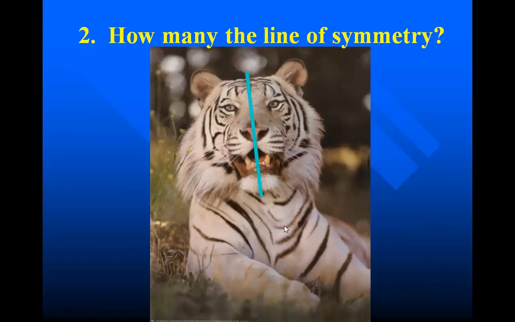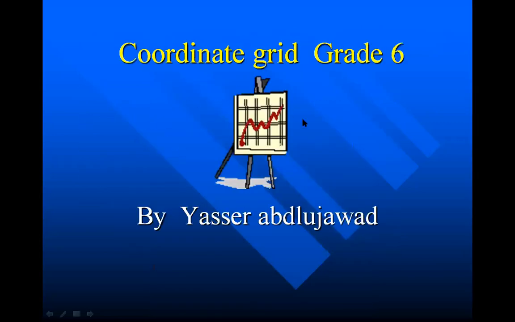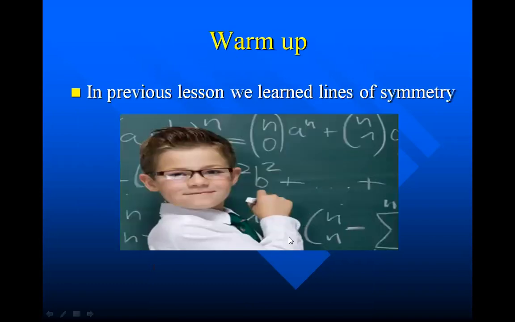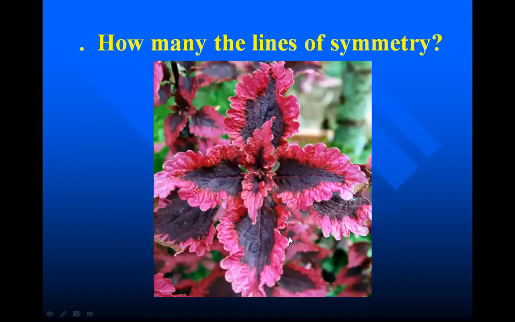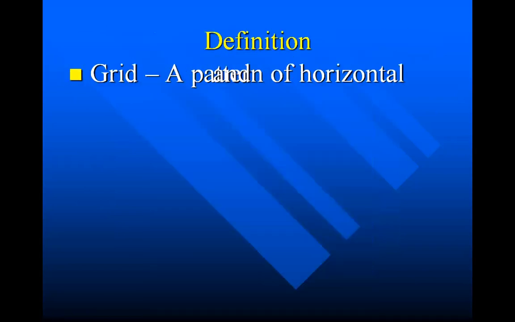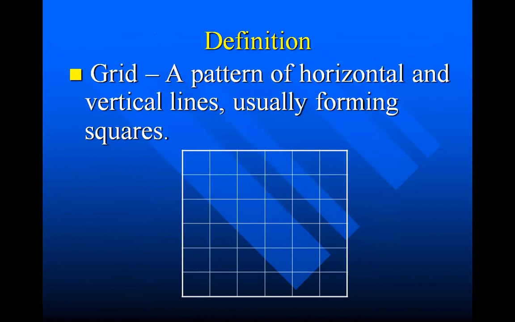Now we start our lesson. The lesson is coordinate grid. By the end of this lesson, we will learn coordinate grid, x-axis, y-axis, and ordered pair. Let's start. Here is the definition. A grid is a pattern of horizontal and vertical lines, usually forming squares like this. We have many squares here. Is it called a grid?